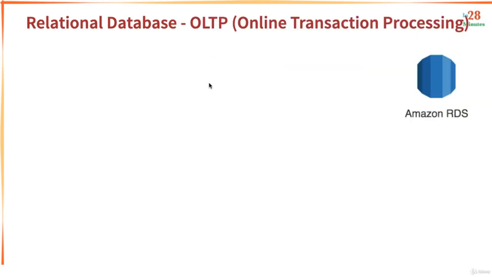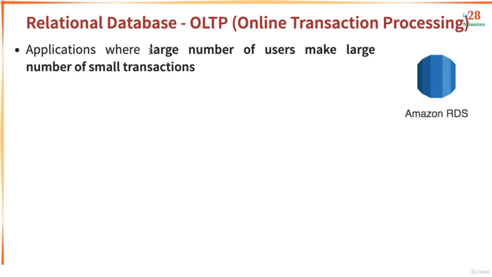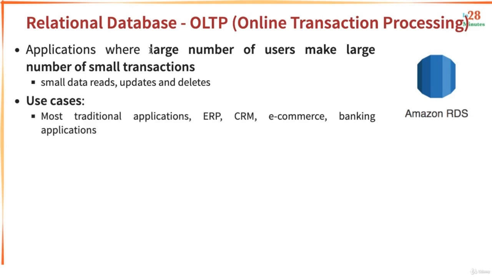Now, what are online transaction processing use cases? These are applications where a large number of users make a large number of small transactions. So you have a lot of small data reads, small data updates, small data deletes. You have a lot of tables and a lot of transactions being made. The use cases are most traditional applications like ERP, customer relationship management applications, e-commerce applications, and banking applications. Most of these use the traditional relational database structure for OLTP.